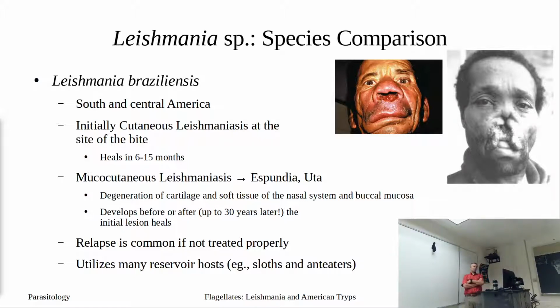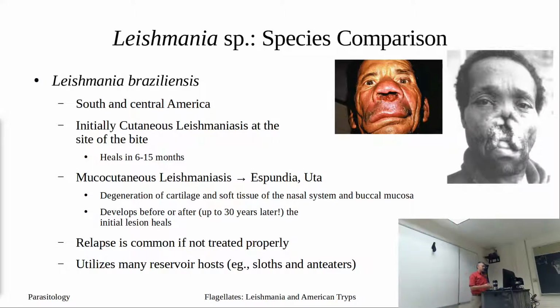So what's important about brasiliensis is that it initially starts out as a cutaneous form of leishmaniasis. And it's typically right at the site of the bite, wherever you get bit. That's where the lesion forms. The parasites are in the lymphoid cells of the skin, causing the lesion to form, and then it takes a long time to clear up without treatment, 6 to 15 months. Once it clears up, you didn't really kill off the parasite. The parasite's still in the body.